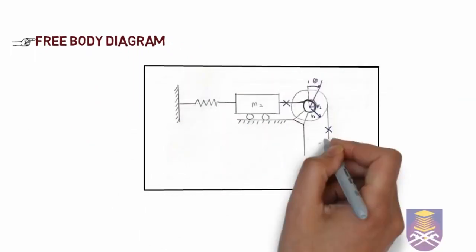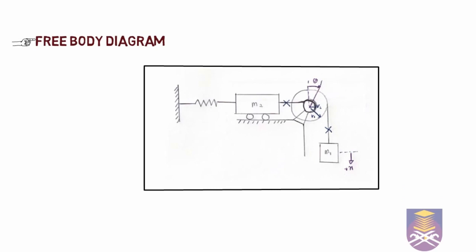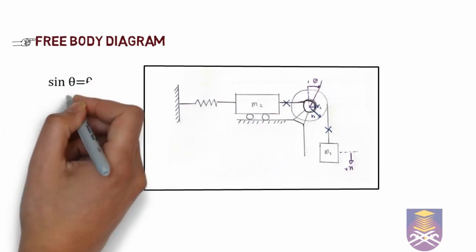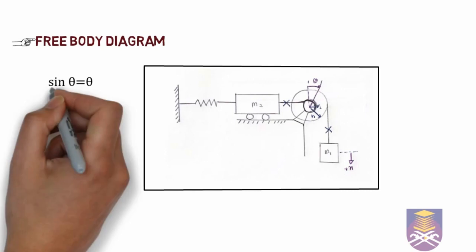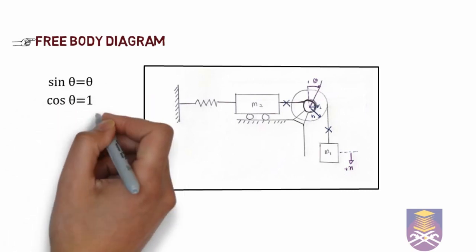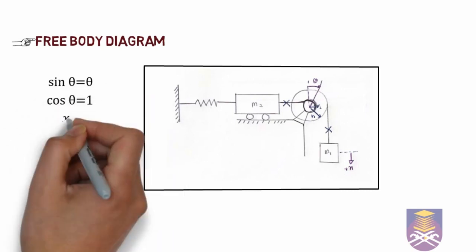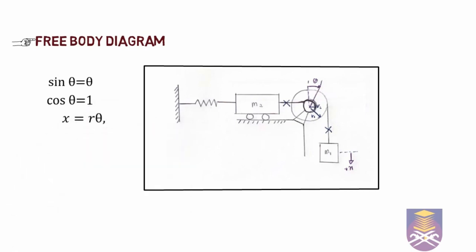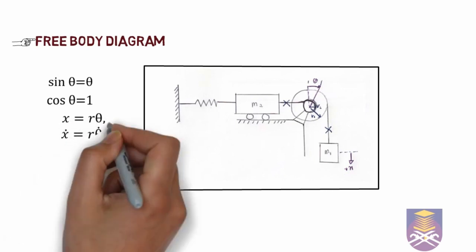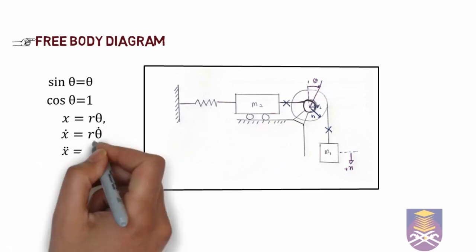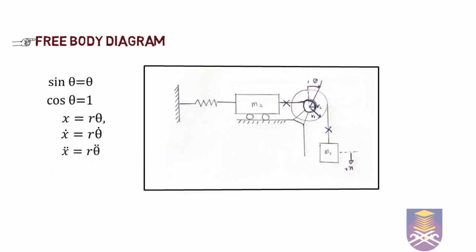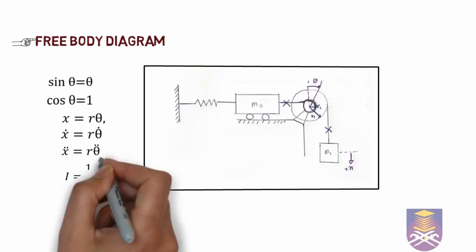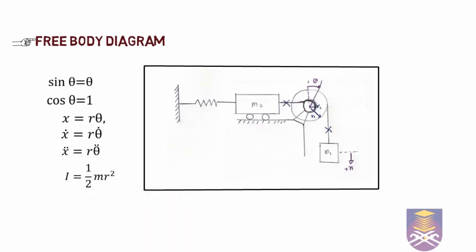Well, we know that for small angle, we assume that sin theta equals theta and cos theta equals 1. Since this question involves rotation, we need to change x equals r theta, x dot equals r theta dot, and also x double dot equals r theta double dot. Also, list out the I formula.